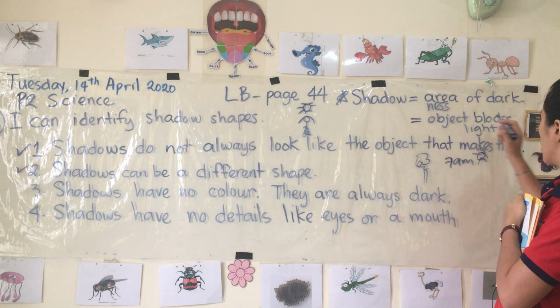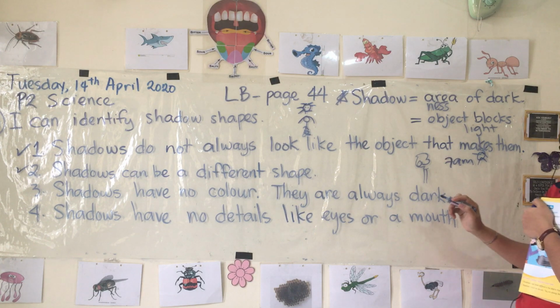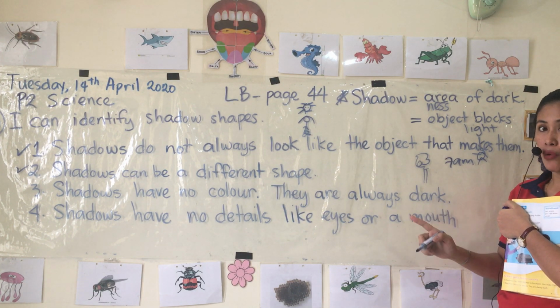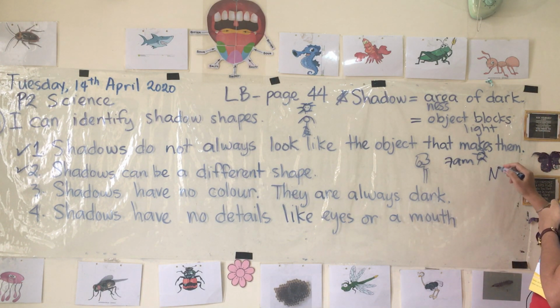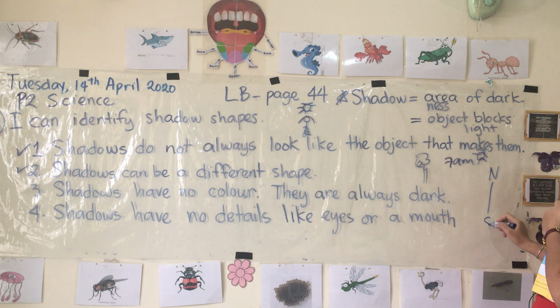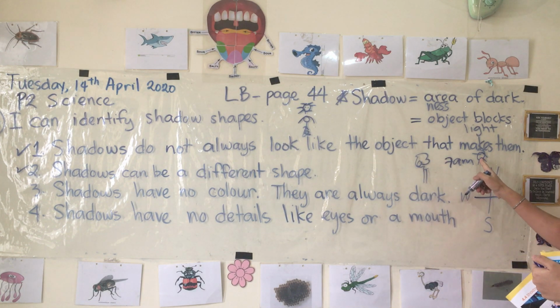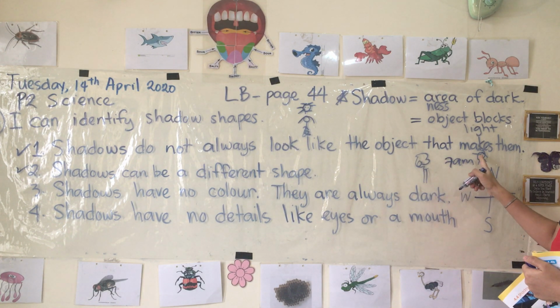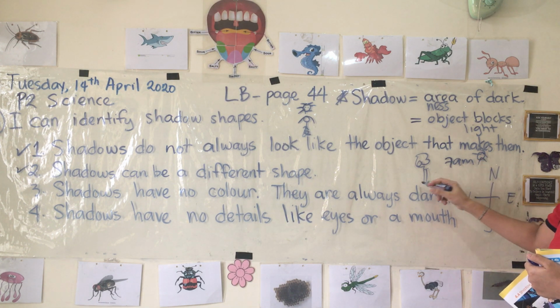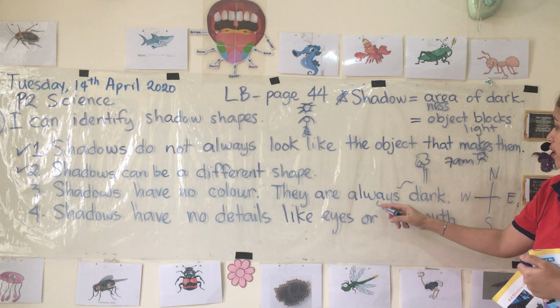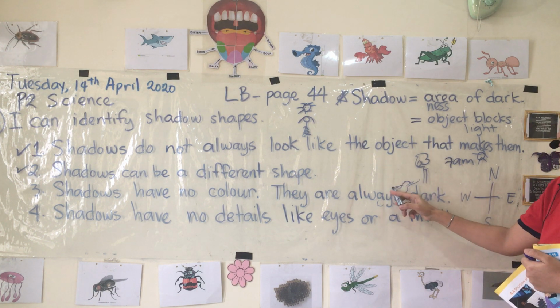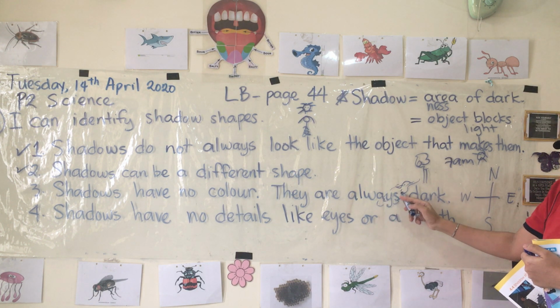So again, if we have the cardinal directions, north is pointing up, south is down, east is to the right, and west is on the left. So if the sun is here, the shadow is longer on this side, right? And again, we know that a shadow is an area of darkness.